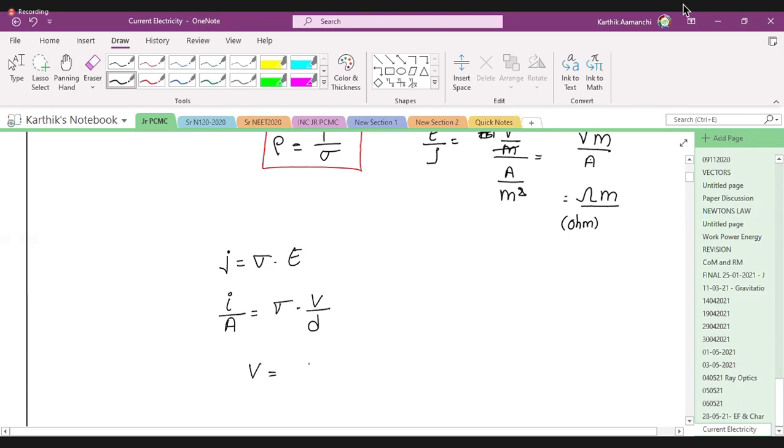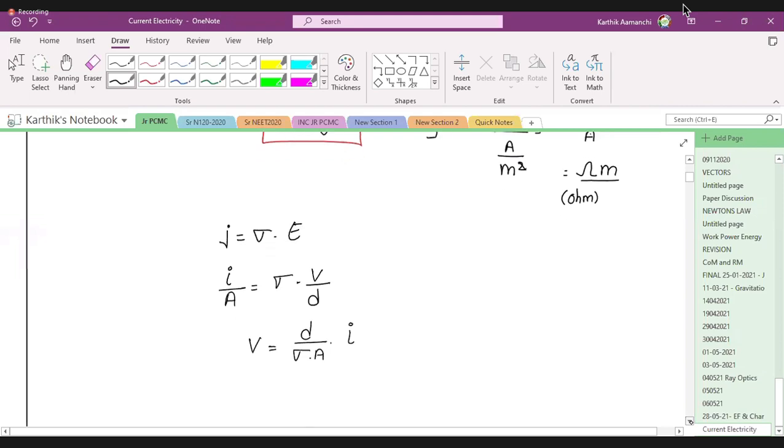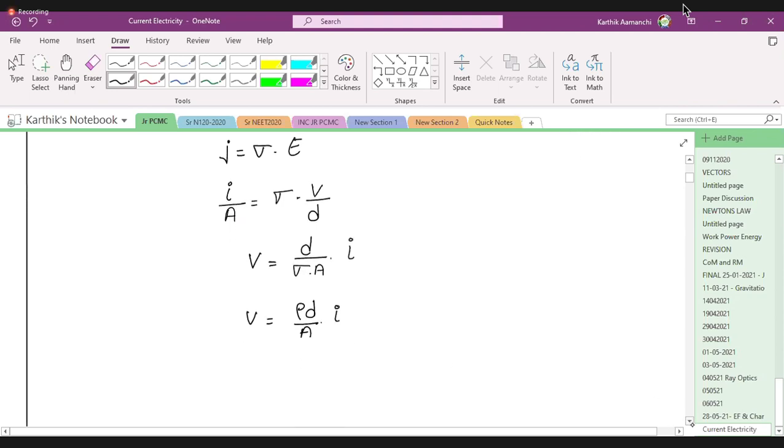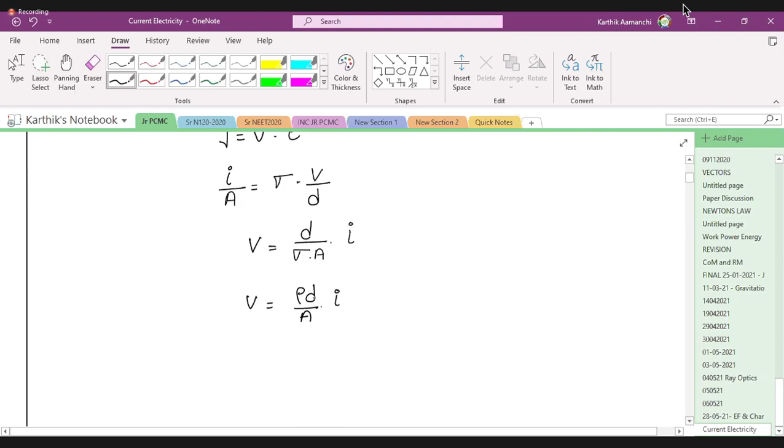From this, V is equal to d divided by sigma into area, into I. But 1 by sigma is resistivity, so it will be rho d by A into I. Generally this distance we take as length. So V is equal to rho L by A into I.